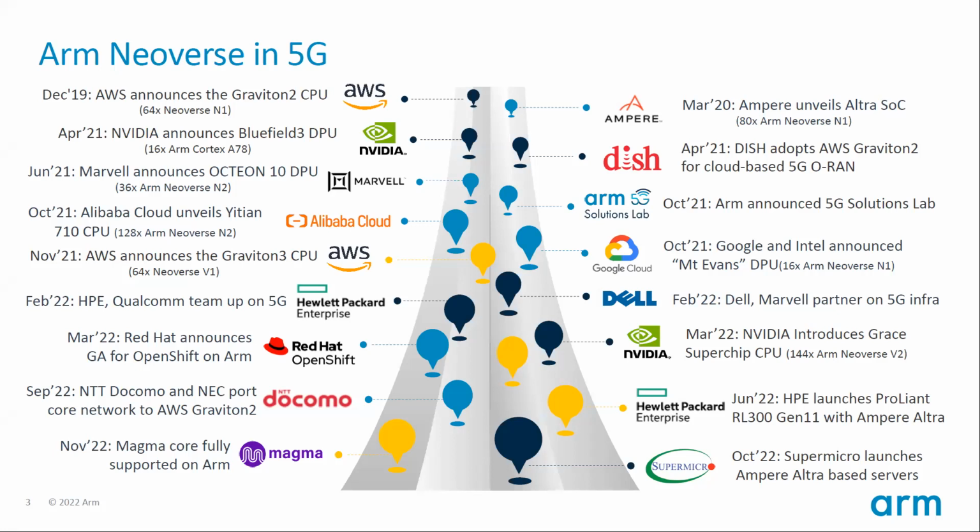If you want to look at how Neoverse in 5G has shown some promise, there is some silicon up there. I won't go into details of this. I assume the slides will be available later. But a few highlights: for example, Dish decided to deploy their network on AWS using the ARM instances, the Graviton 2 silicon. Recently, HPE announced servers based on Ampere, which can be used for telco deployments like CU/DU deployments or core networks. Recently, Docomo worked with NEC and moved their core network to AWS Graviton 2. Magma is now native on ARM, as Irfan was mentioning, in version 1.8 of this.